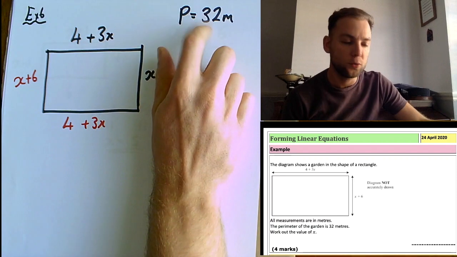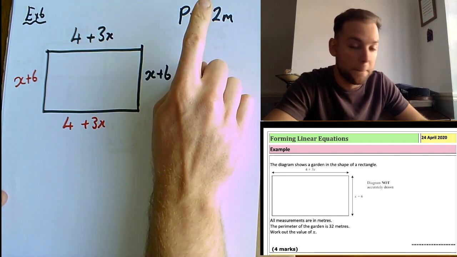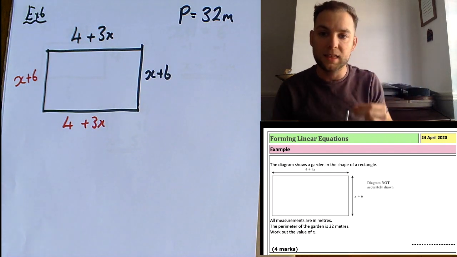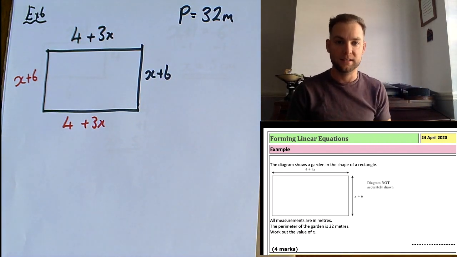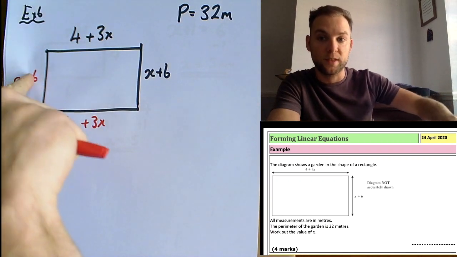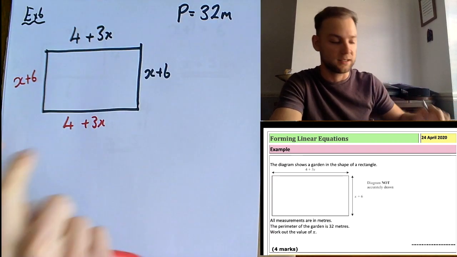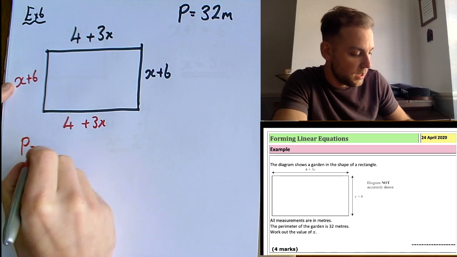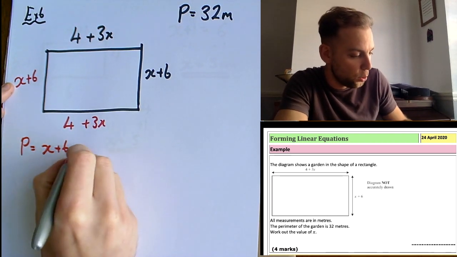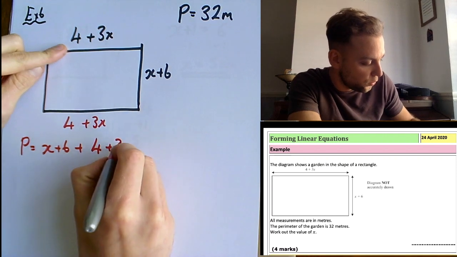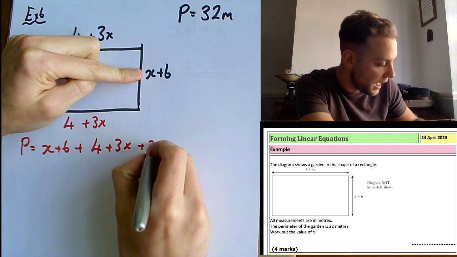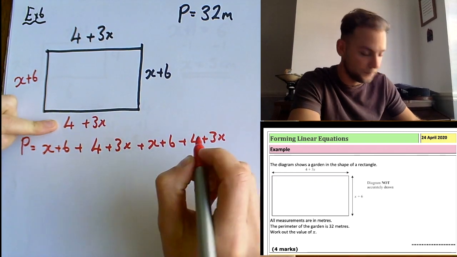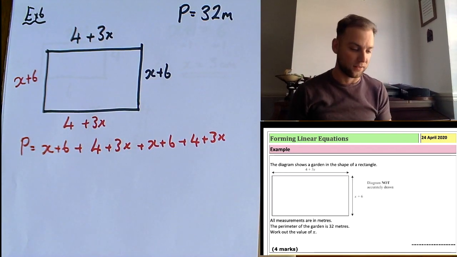Now we know what the perimeter is in terms of the metres. It tells us the perimeter is 32. But we need to write the perimeter in terms of x. So the perimeter of a rectangle is that side plus that side plus that side plus that side. So we've got to add all of these together. So x plus 6 plus 4 plus 3x plus x plus 6 plus 4 plus 3x. So all of those sides added together.